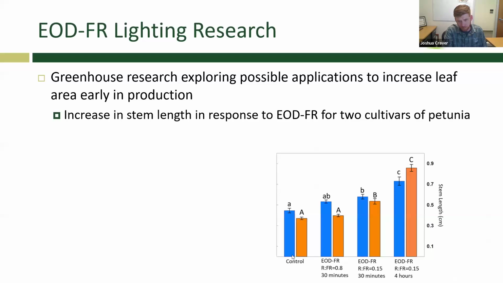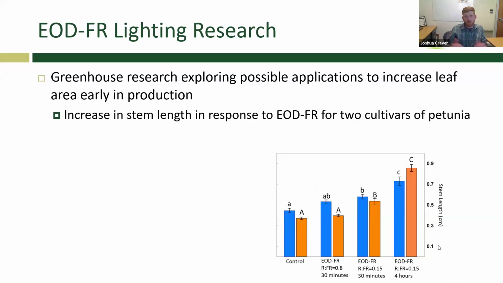Specifically, this is 2 cultivars of petunia. I accidentally axed out the other half, so we'll look at that in just a minute. But it's Dreams Midnight and Wave Purple. Dreams Midnight's the blue, Wave Purple's the orange. But what you'll notice is that we have a control, and then we have 3 different end-of-day treatments. An end-of-day treatment with a red to far red ratio of 0.8, of 0.15, or of 0.15. And additionally, you can see different durations of 30 minutes or 4 hours.